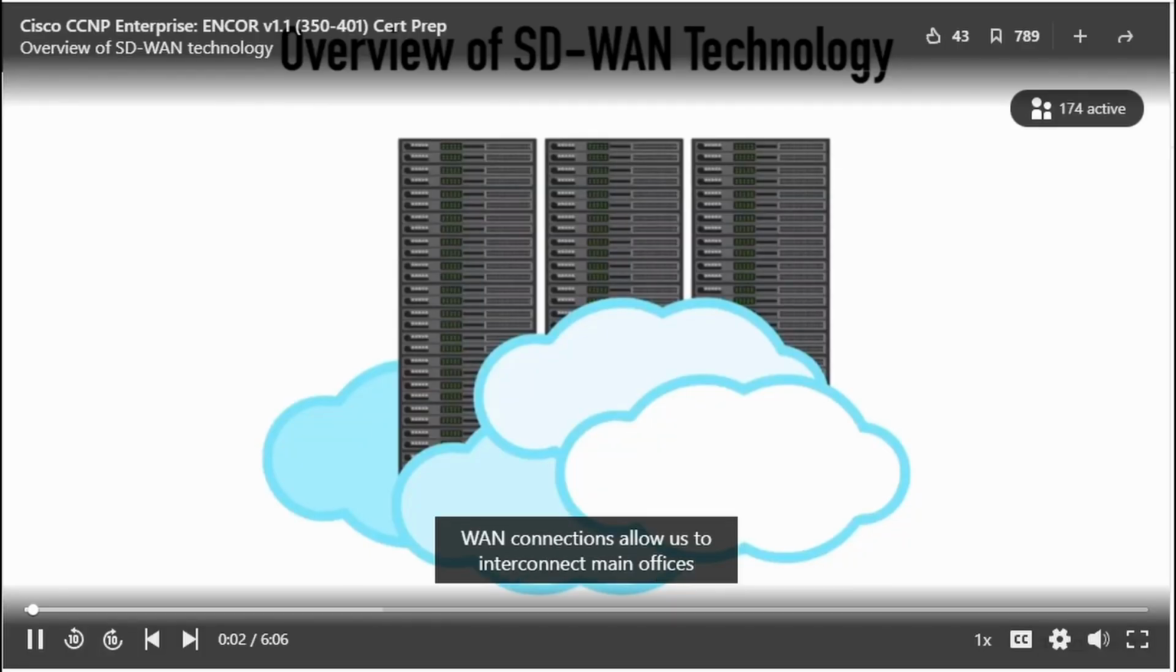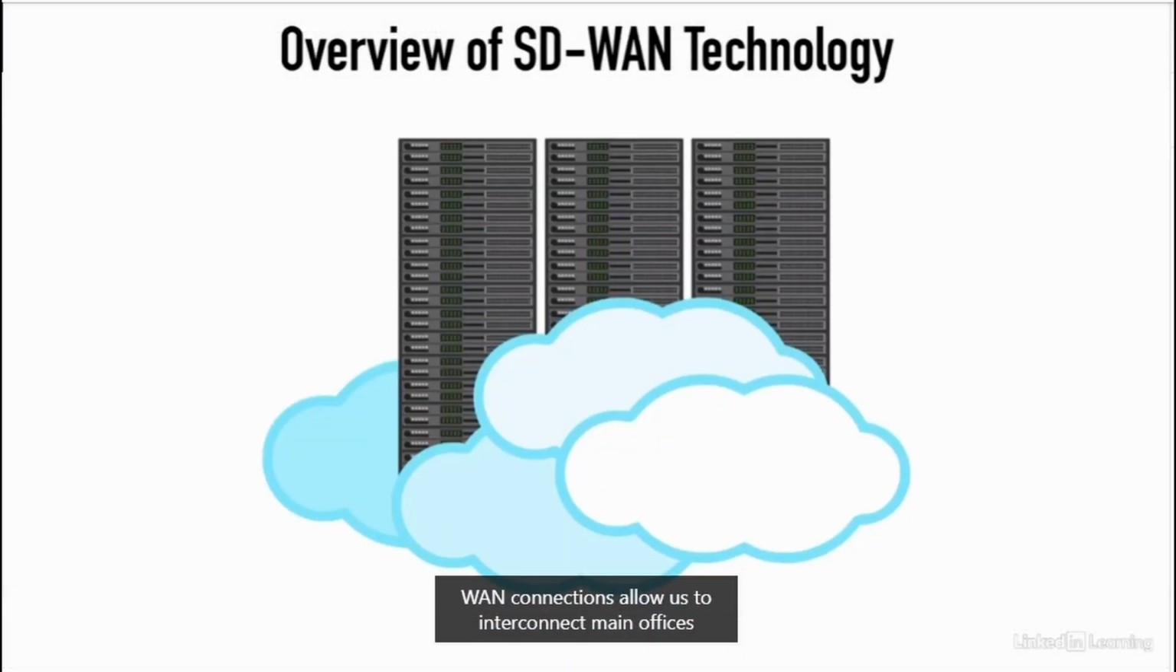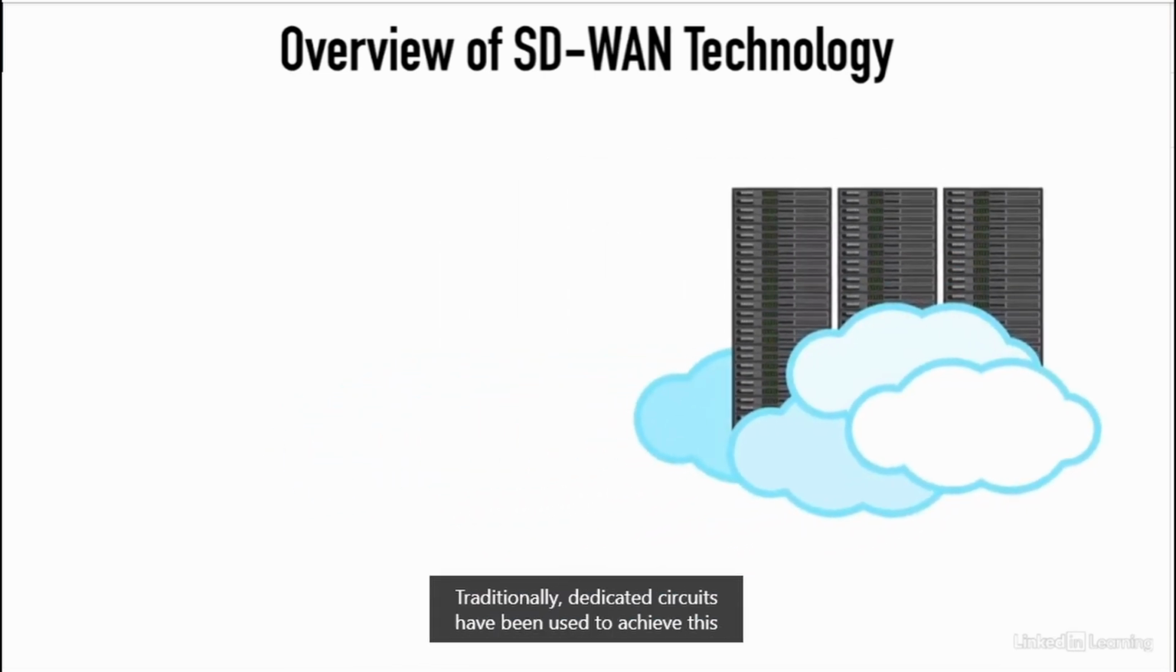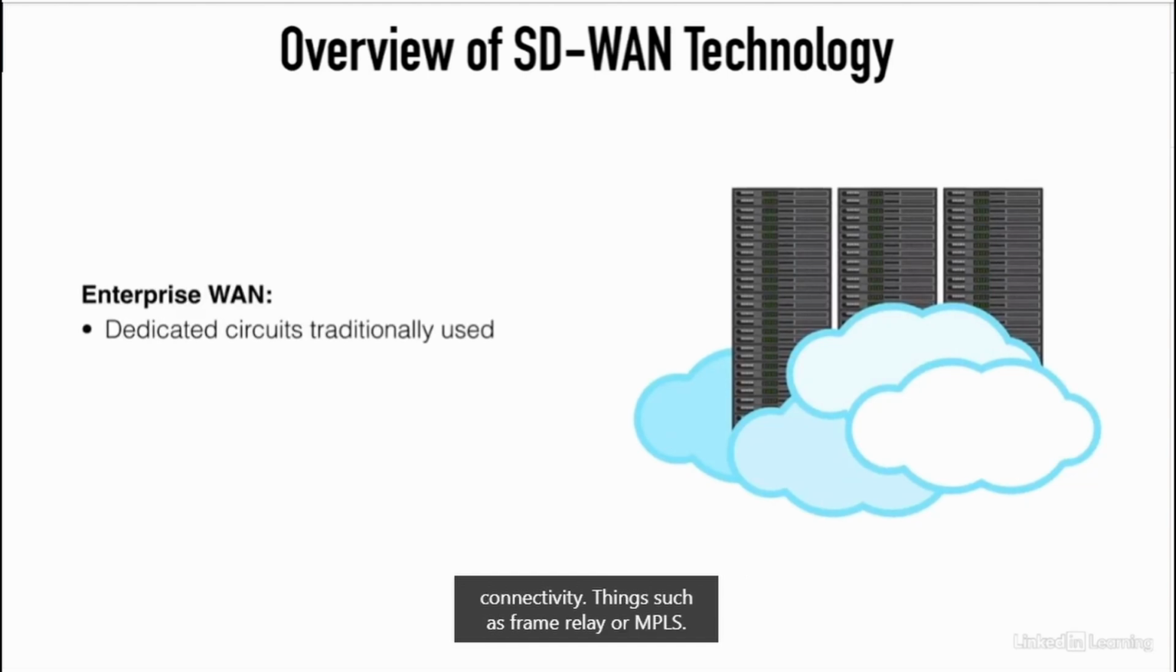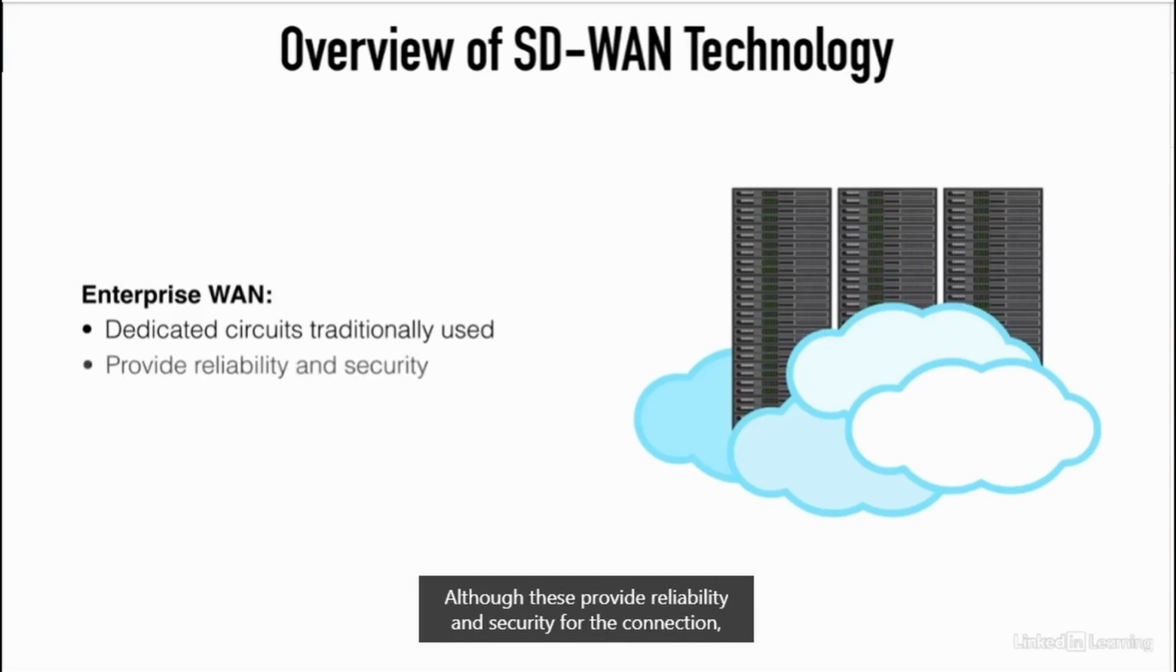Enterprise WAN connections allow us to interconnect main offices with branch locations, among other things, and that allows us to share resources. We can share access to centrally located data, services, or applications. Traditionally, dedicated circuits have been used to achieve this connectivity, things such as frame relay or MPLS. Although these provide reliability and security for the connection, our modern networks require some rethinking of this.